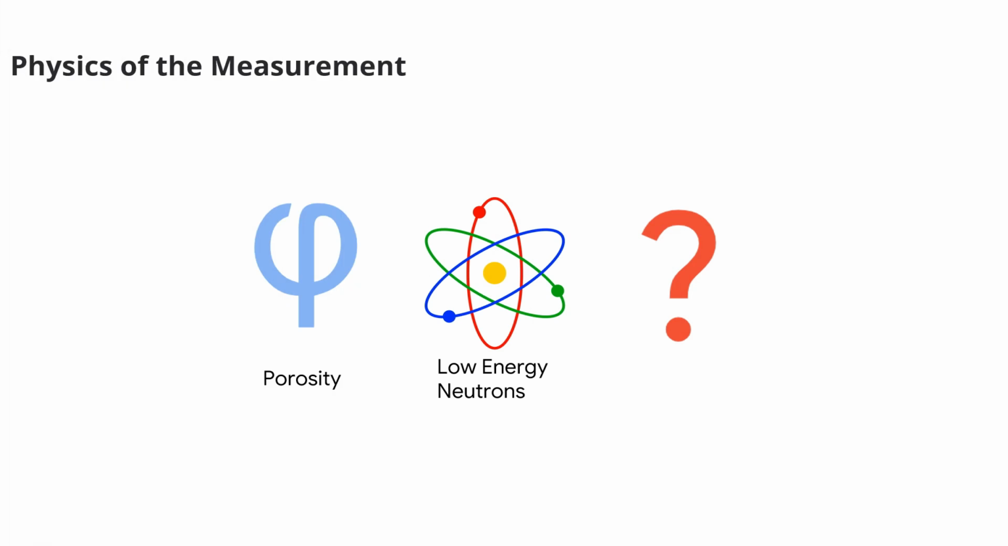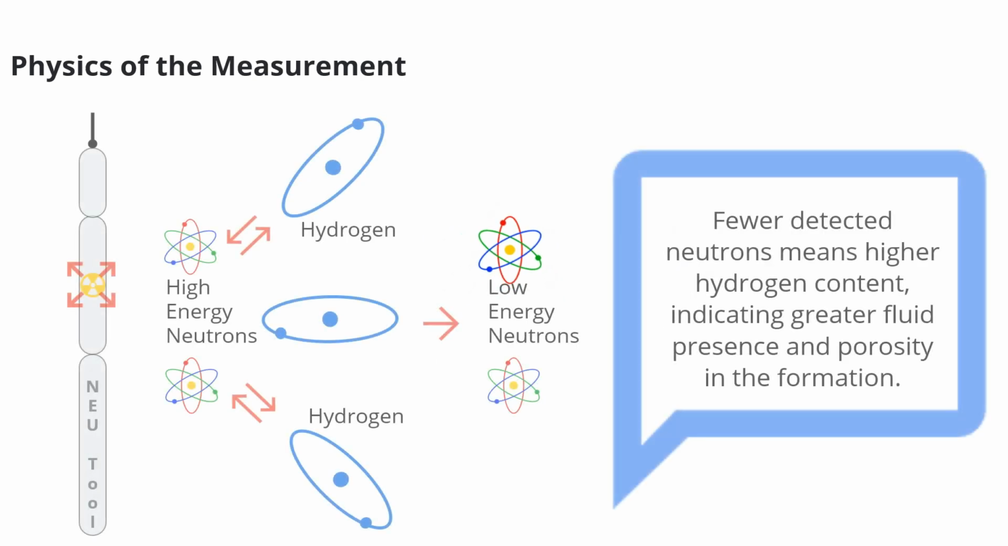Now, let's get into the details of the principle of operation. It turns out that neutron porosity tools don't measure porosity directly. Instead, they measure the abundance of low-energy neutrons in a formation. You might be wondering, how is that related to porosity? Well, here's a brief description.